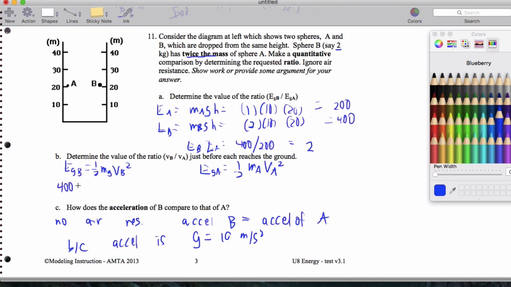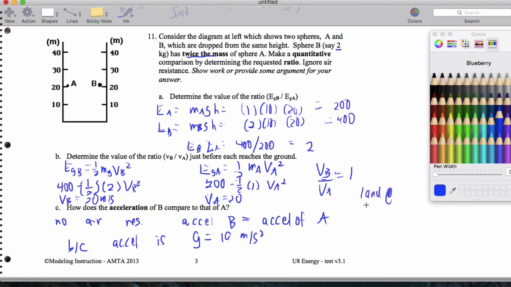So I have 400 equals 1/2 times 2 times vB squared. And that's going to give me vB equal to 20 meters per second. And then for EG of A, I'm going to have 200 equals 1/2 times 1 times vA squared. That's also going to give me vA equals 20. So the ratio of speeds, vB over vA, is actually 1. They land at the same speed. Which makes sense because you knew that before, that if you drop them from the same height, they'll have the same final speed.